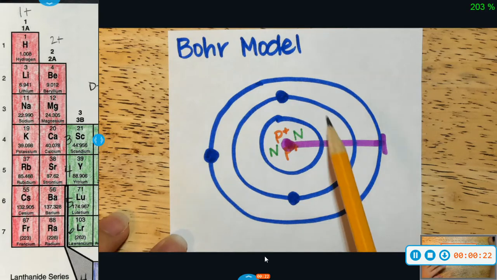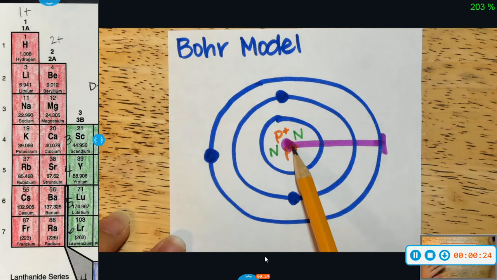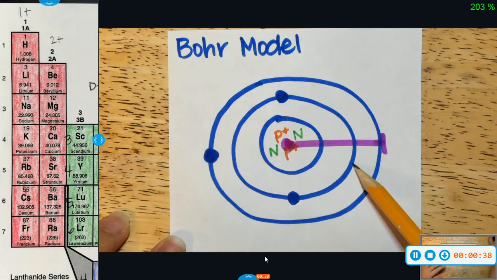Atomic radius would be the distance from the center of our nucleus, where all our protons and neutrons are, all the way to our outermost shell. Please do remember that each shell represents a row on the periodic table. So here would be our first row, or first energy level, and then our second energy level, or second row, on the periodic table.